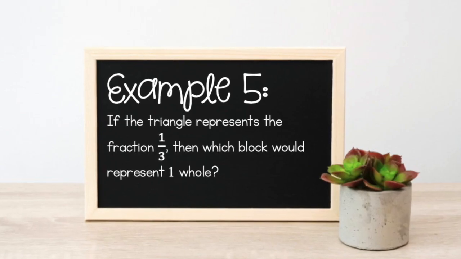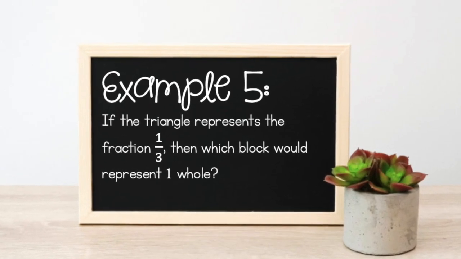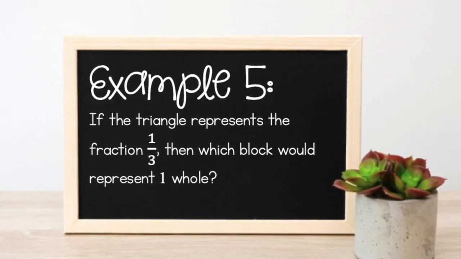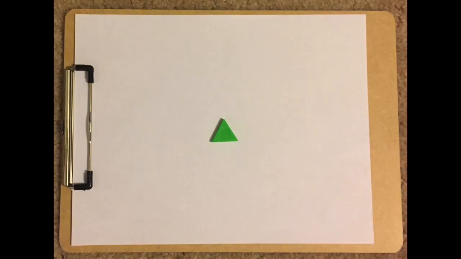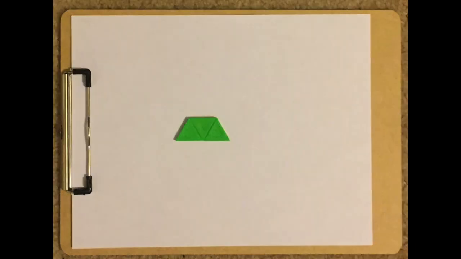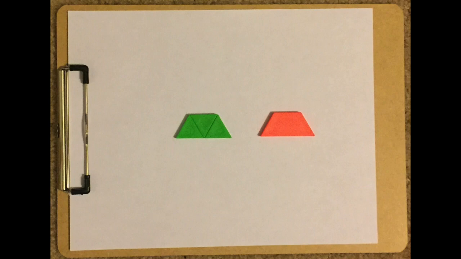For our last example, students would be asked, if the triangle represents fraction 1/3, then which block would represent one whole? So again, students would begin this problem with the triangle representing 1/3. They would understand that because 3 is the denominator, there would be 3 of these triangles to make one whole. So again, students would match the shape that is comprised of three triangles to get the one whole, and in this case it is a trapezoid.